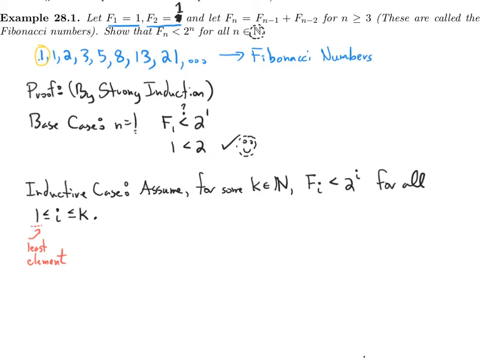And we want to use that. We want to show that Fk plus 1, the next one up from k, is less than 2 to the k plus 1. That's what we want to show. And we have to be a little bit careful here.